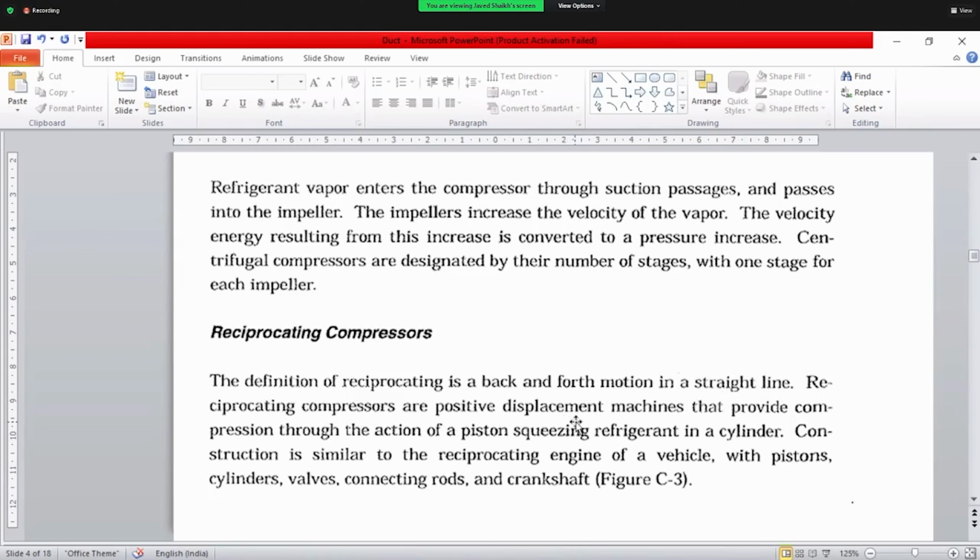It's called a positive displacement machine that provides compression through the action of a piston squeezing refrigerant in a cylinder. Construction is similar to the reciprocating engine of a vehicle, with piston, cylinder walls, connecting rod, and crankshaft. So the same happens here. There is a cylinder in between, and a piston and connecting rod connected to the crankshaft. It moves backward and further compresses the fluid.